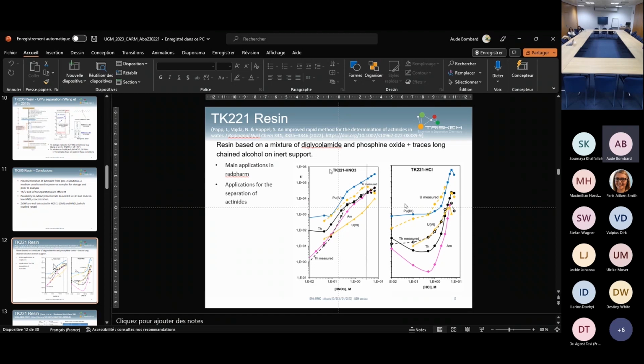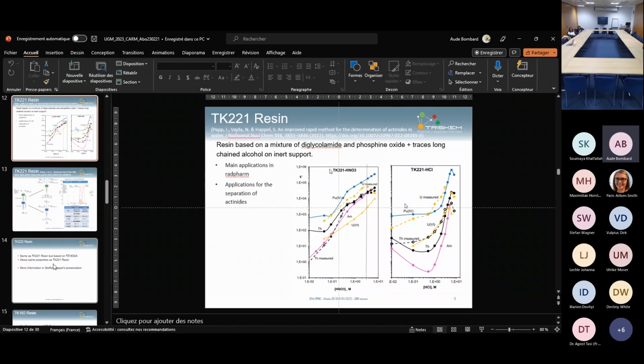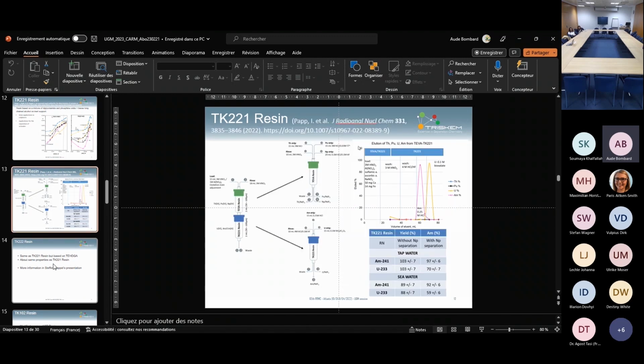So it's very close to the DGA performance, but with some slight differences, and this is the next step. So here for the separation of actinides, thorium, plutonium, uranium, americium, there will again be a combination of TEVA and TK221. So the TEVA is as usual used for the plutonium and thorium separation, or plutonium, neptunium, and thorium separation. And the TK221 will be used for the uranium and americium, curium separation.